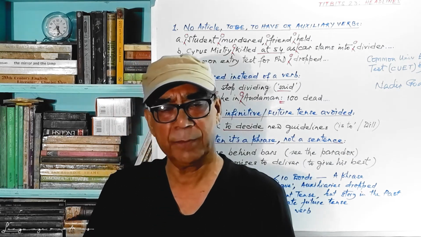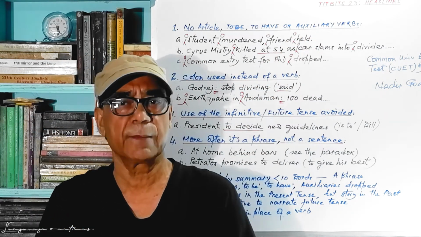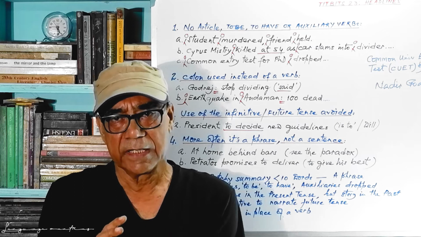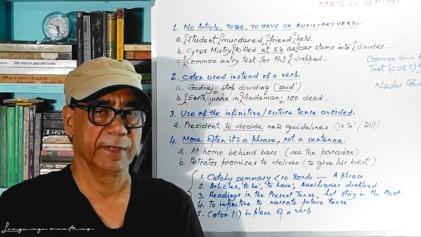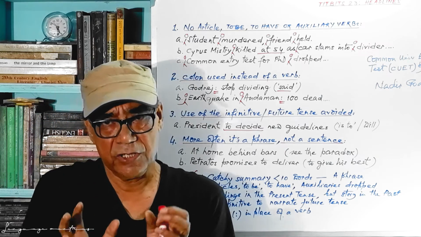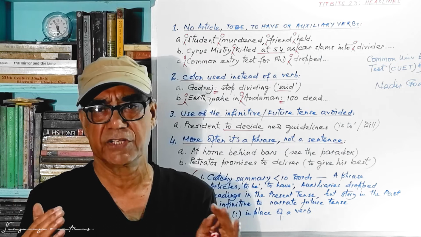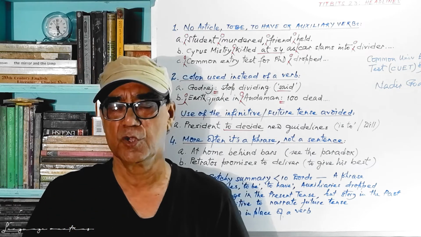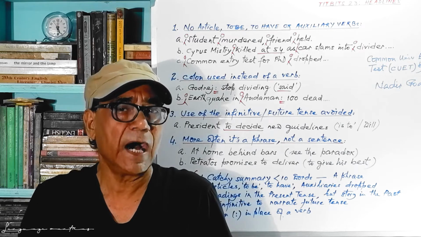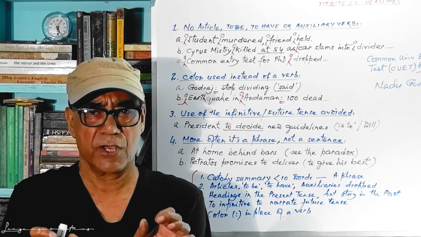Hello everybody, good evening. This is TITBITS 23 and we are talking about how headlines are made in a newspaper. A journalist or a news editor knows very well how to write a headline, and a new reader of a newspaper should also know how it is written. Otherwise, there may be some confusion.